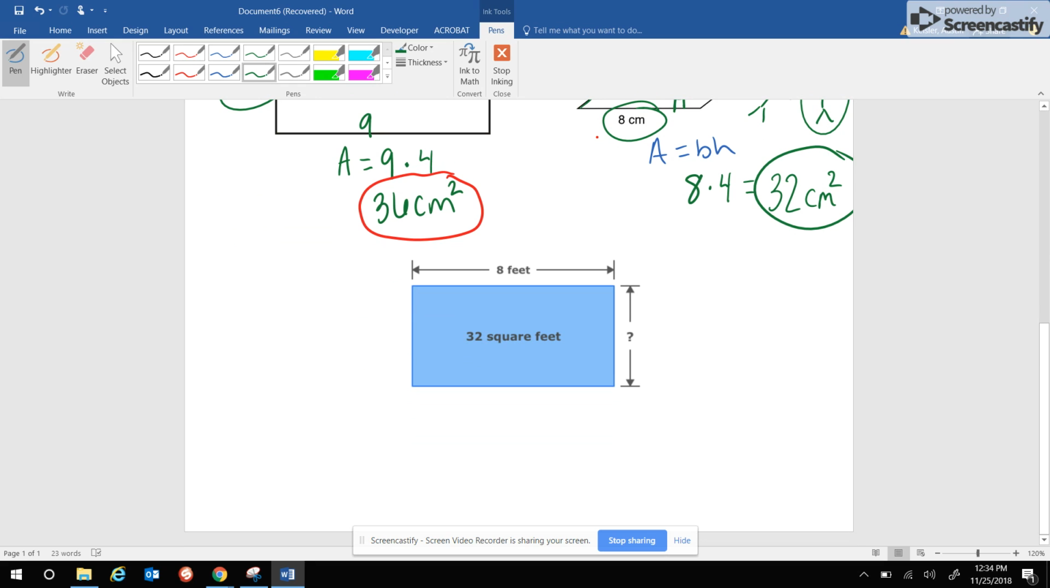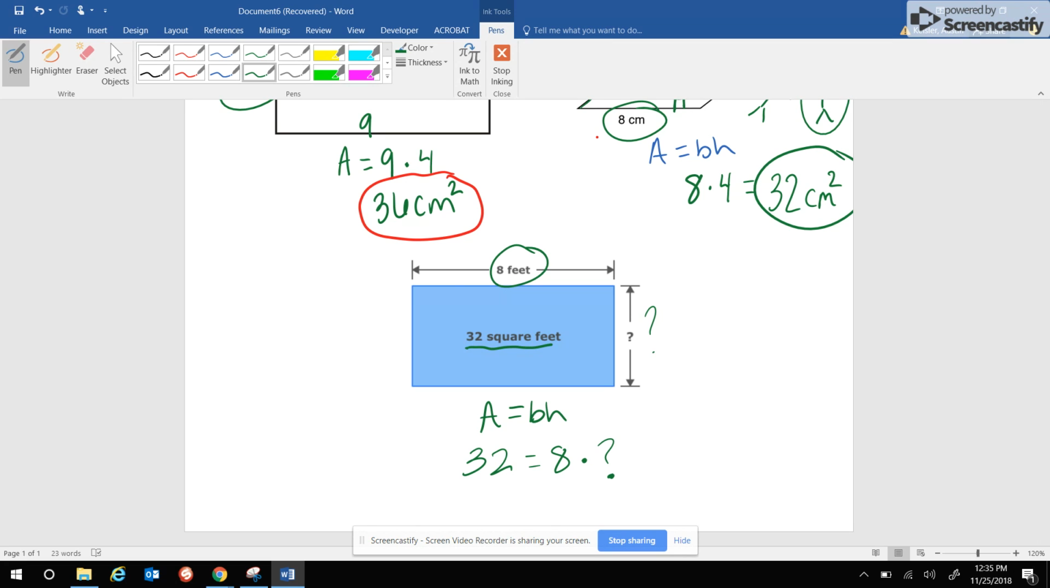Our last little problem down here is a little different. It already tells us right here that the area is 32 square feet. And it tells us our base right here, and we want to figure out the height. So I'm still going to use my formula, A equals base times height. But this time, I already know A is 32. So my area is 32, my base is 8, and I know that 8 times something is going to give me 32.